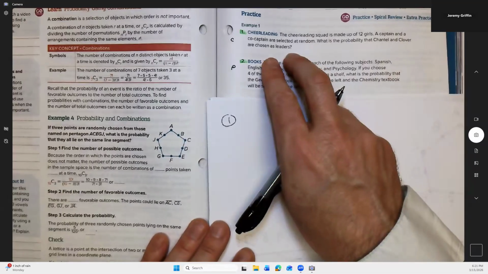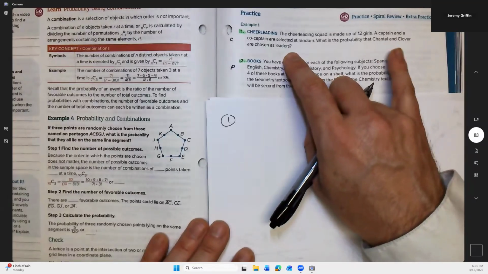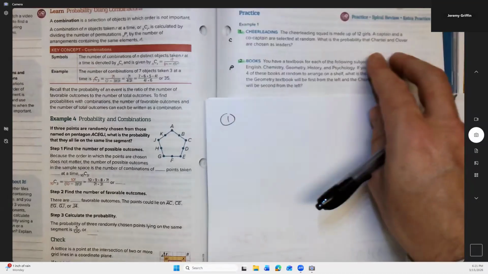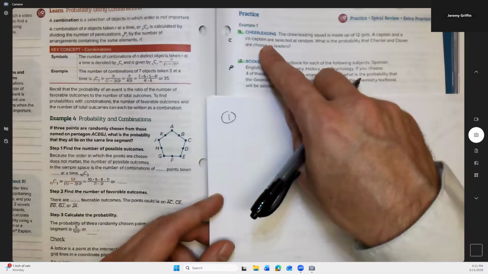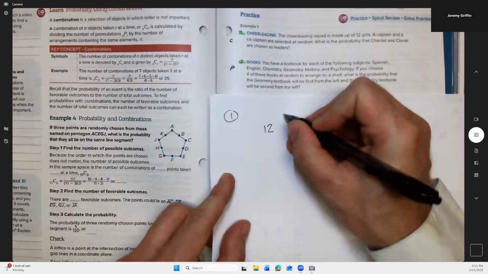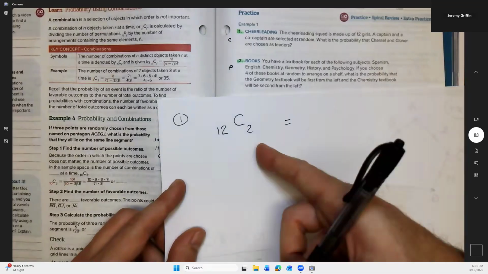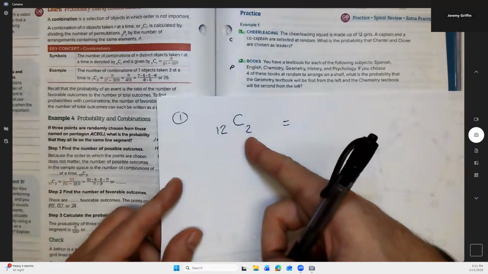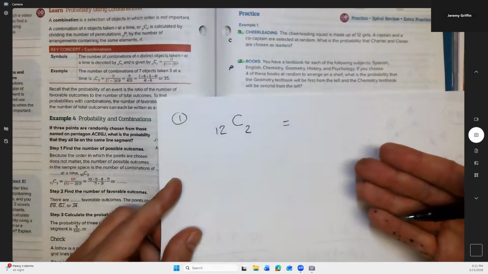Now, notice that it doesn't matter who the captain and who the co-captain are. We just want these 2 to take those 2 positions, which tells me this is going to be combinations. So I'm thinking this is 12 choose 2. Actually, technically what this tells us is how many different combinations of 2 leaders you could choose.